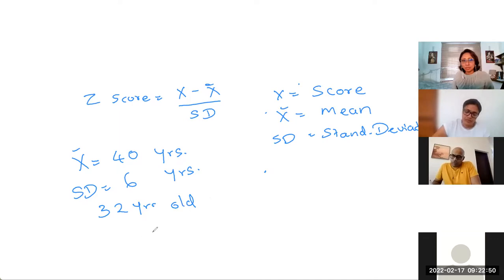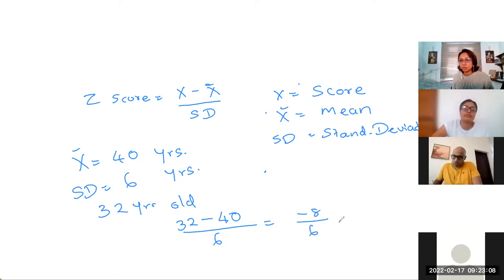The Z score of a 32-year-old would be 32 minus the mean, which is 40, divided by 6. 32 minus 40 would be minus 8. Divide by 6, what do you get? Minus 3... what do you get?